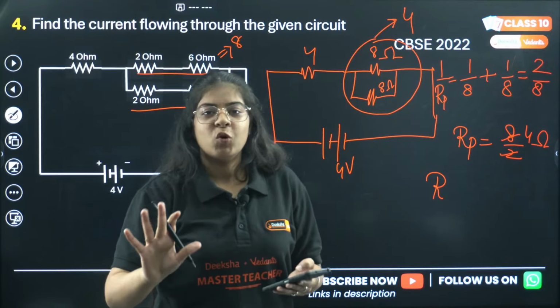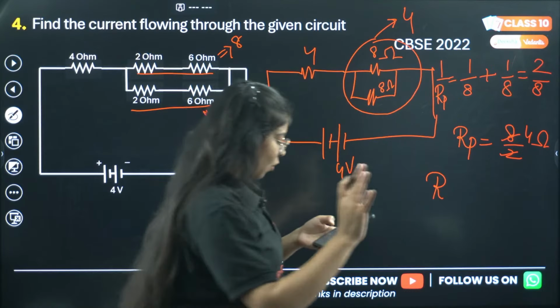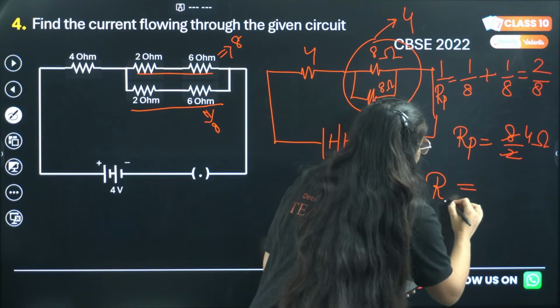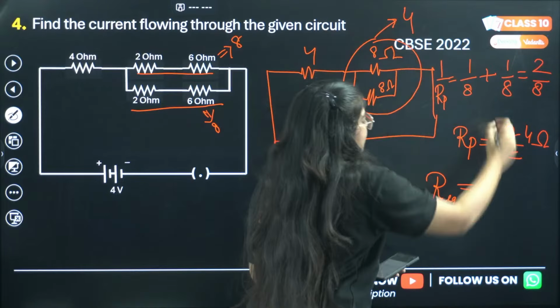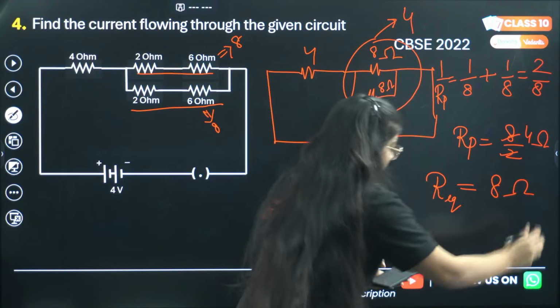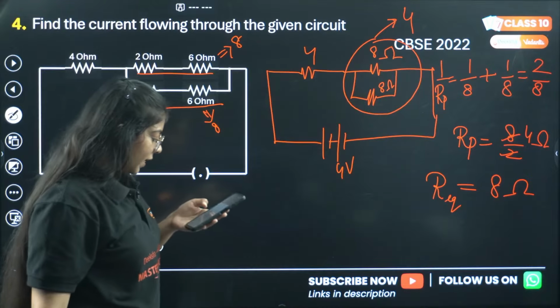Let me know if I'm going too fast. Okay, the total equivalent resistance is 4 plus 4. This is 8 ohm. Okay, great.